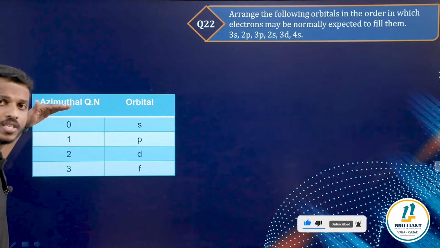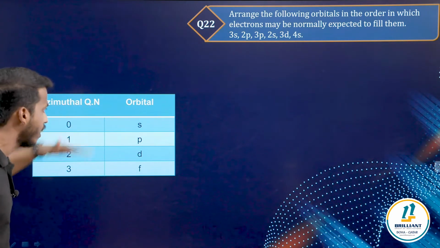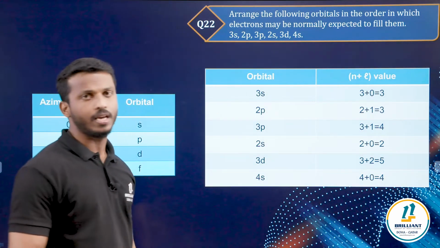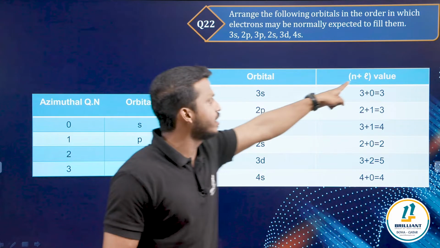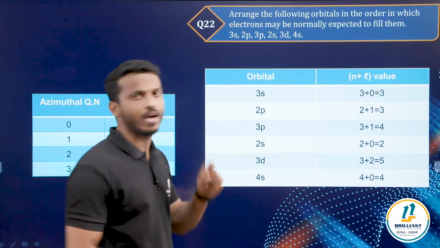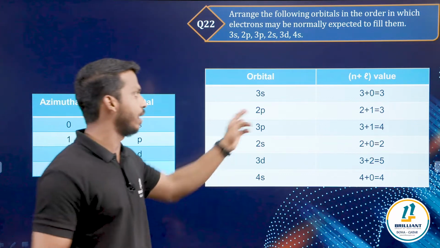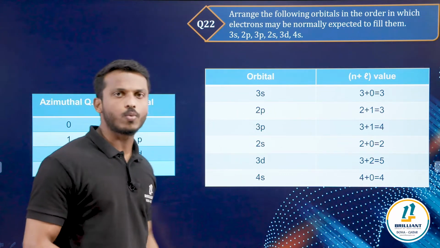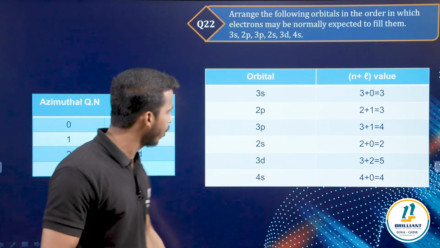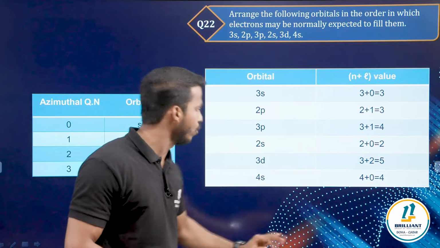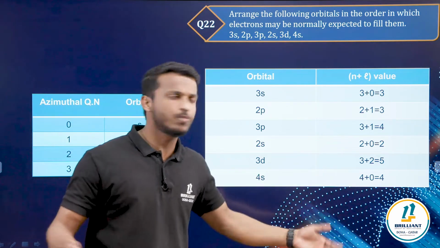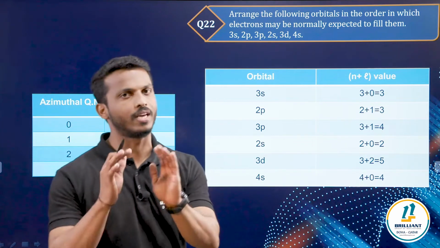Azimuthal quantum number starting from 0, 1, 2, 3 corresponds to s, p, d, f orbitals. If so, what is the n plus l value of the 3s orbital? 3 plus 0. The n value is 3 and the l value for the s orbital is 0, so 3 plus 0 is 3. 2p means 2 plus 1, 3. 3p means 3 plus 1, 4. 2s, 2 plus 0, 2. 3d, 3 plus 2, 5. 4s, 4 plus 0, 4. We calculated the n plus l value of all the given orbitals.